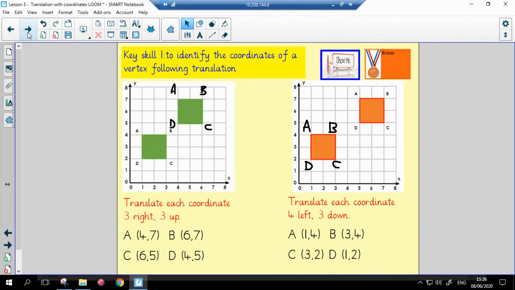And how did you do? If you made a mistake, try again using a purple pen and see if you can get it right this time.